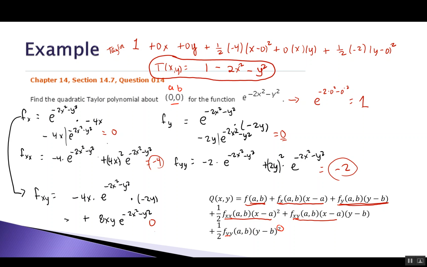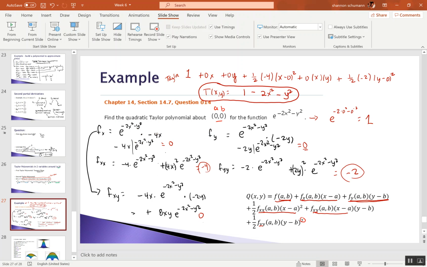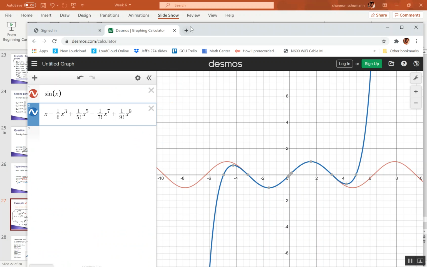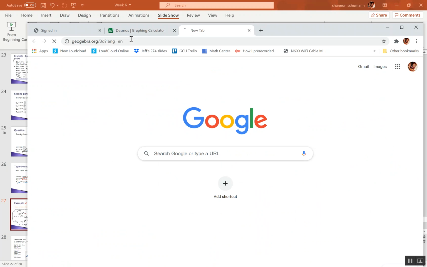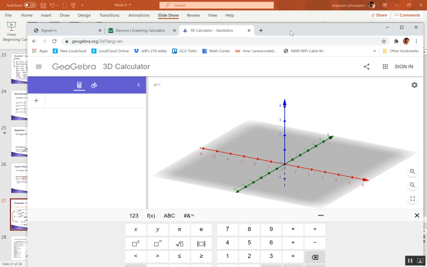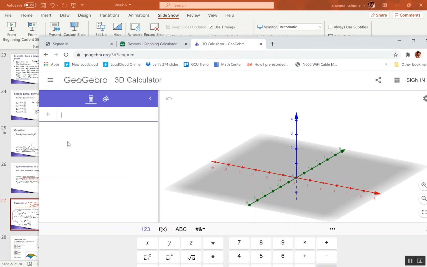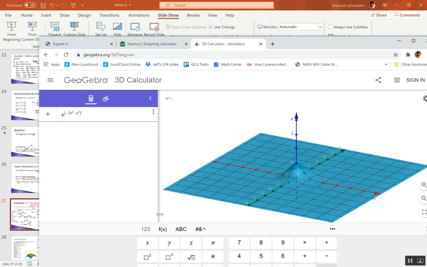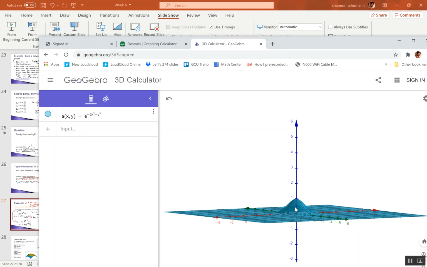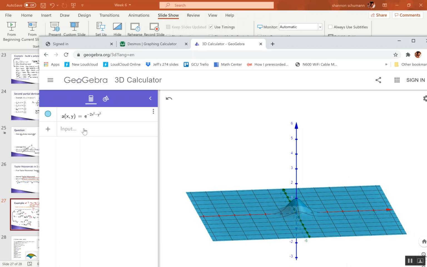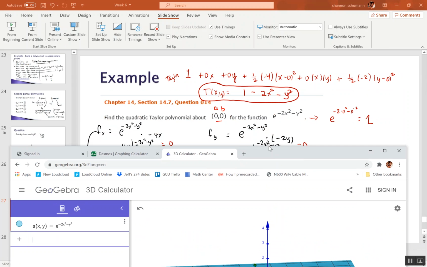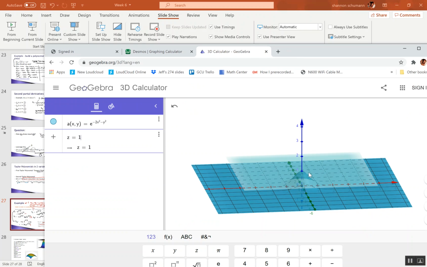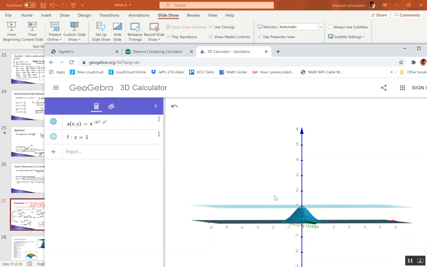Let's look at a picture in GeoGebra. We'll open up GeoGebra 3D. Let's put our original function in, which was e to the minus 2x squared minus y squared. So there's our function. That's what we want to evaluate. Our tangent plane was just the first part, 1 plus 0x plus 0y. So there's our tangent plane. We move it up. Sure enough, looks tangent to me.